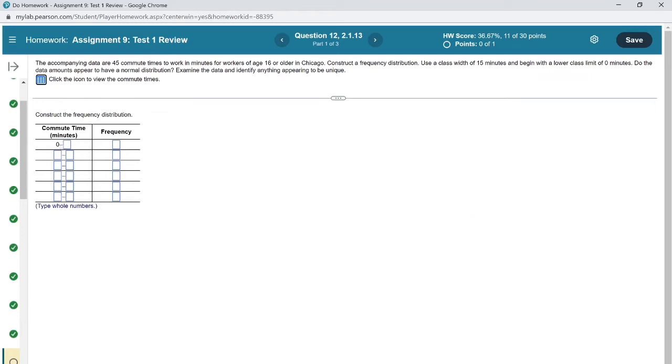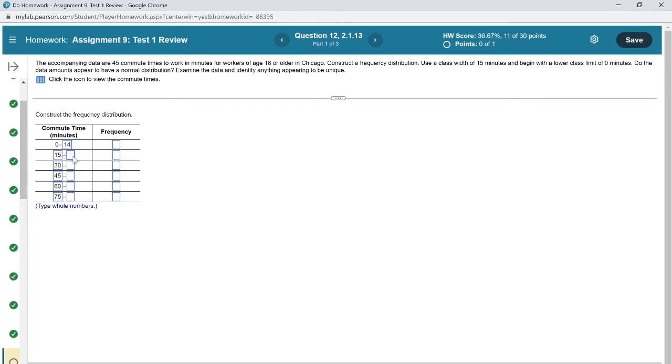So if we are using the class width of 15 minutes, to fill out this table, we know the first lower limit for the first class interval is 0. The class width is 15, so we just have to add 15 to get the lower limit for the next class interval. So 30, 45, 60, 75. So here it goes from 0 to 14.